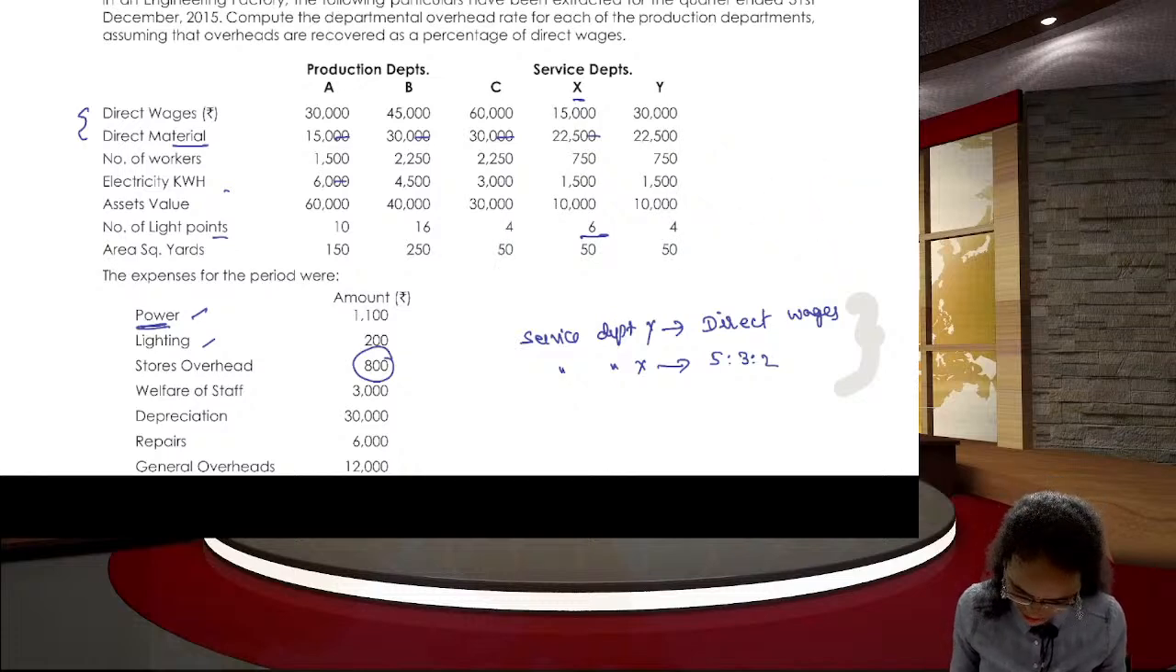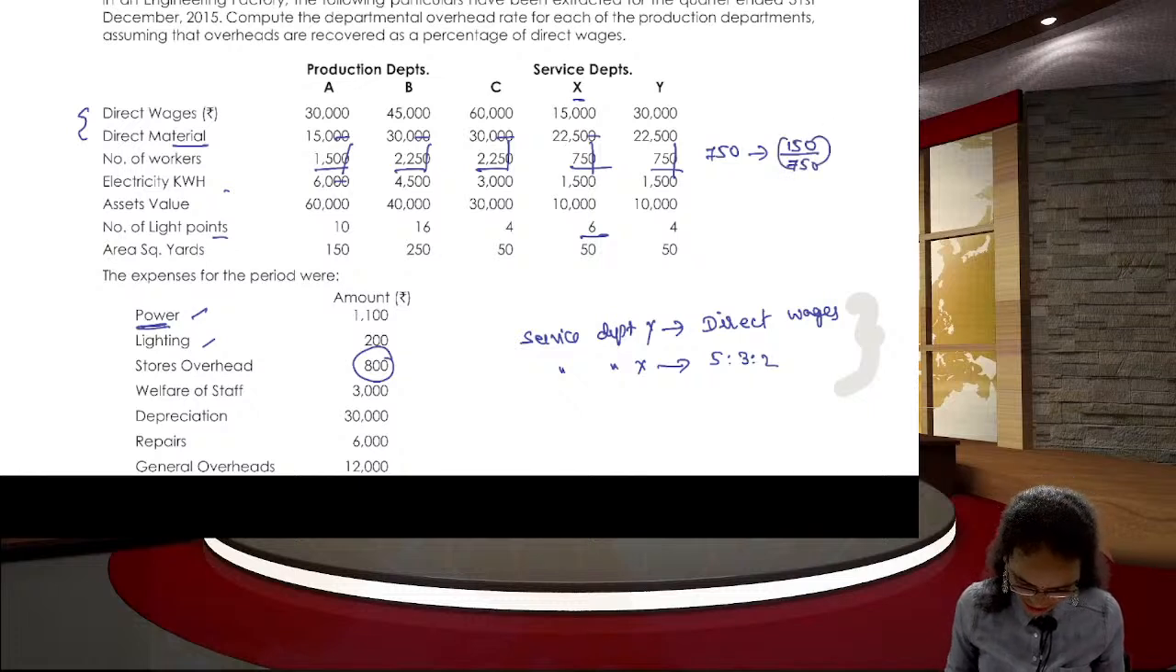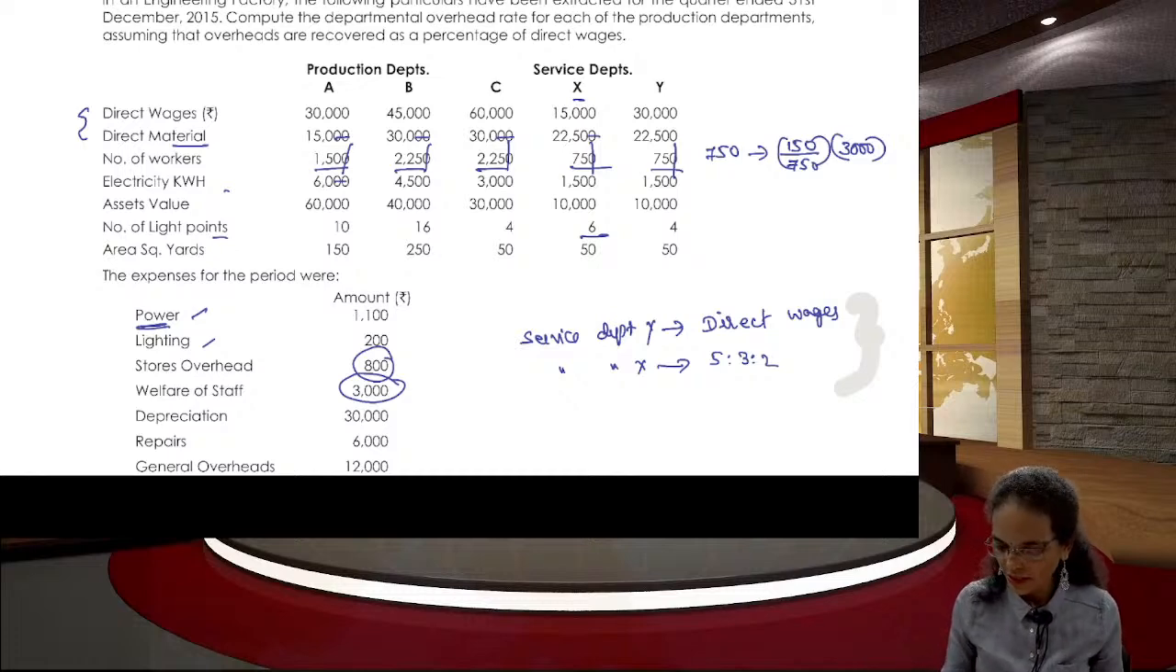Number of workers, this one. Here you are able to see only 110. You remove 110, and 150 plus 225 plus 225 plus 75 plus 75, that is 750. So, how to allocate? 150 divided by 750 into, what is the welfare cost? 3000 rupees. So 150 divided by 750 into 3000, that is nothing but 600 rupees.